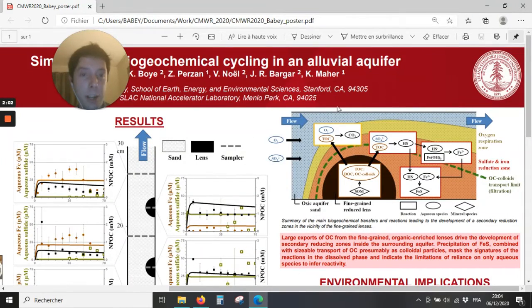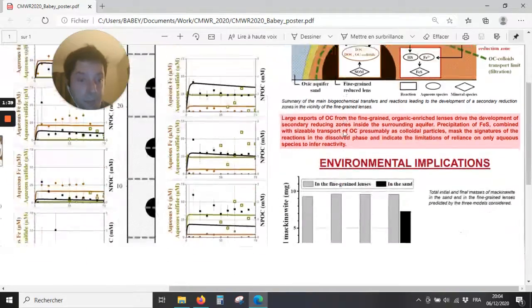And on the top right part here, you have a synthesis of the main biogeochemical fluxes and reactions at work in the system, where you can see here the mobilization of organic carbon from the lenses that then diffuses out into the surrounding sand and creates this halo, this secondary reduction zone characterized by a cascade of reduction reactions.